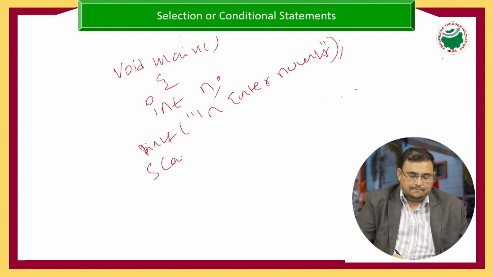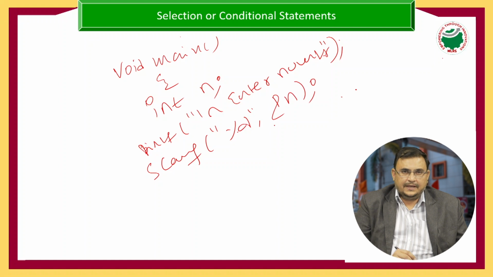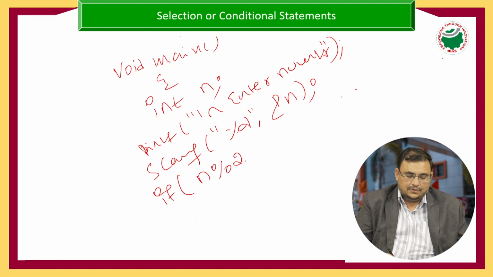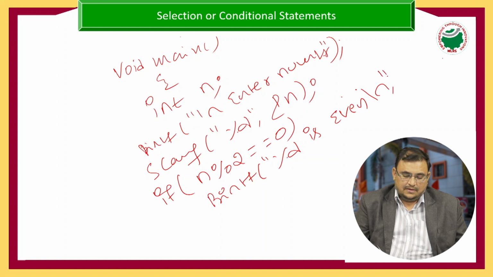Next scanf("%d", &n). After reading n, what are you doing? You are checking with if (n % 2 == 0), then you write printf("%d is even\n", n).